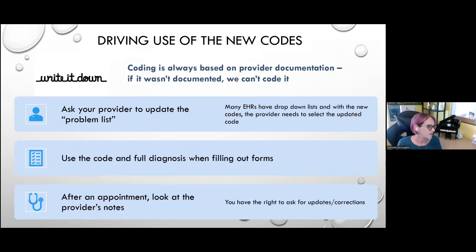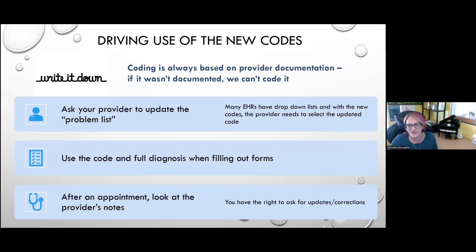As patients, I would advise folks: ask your provider to update their problem list. A lot of electronic health records have drop-down lists that have those old codes in there, or there's nothing there. Just ask them to update your problem list. Use that code and that diagnosis when you're filling out forms, whether that's electronic forms, if they give you the space to do it, or handwritten forms. Most providers, especially with a rarer disease, are going to be grateful for that help.